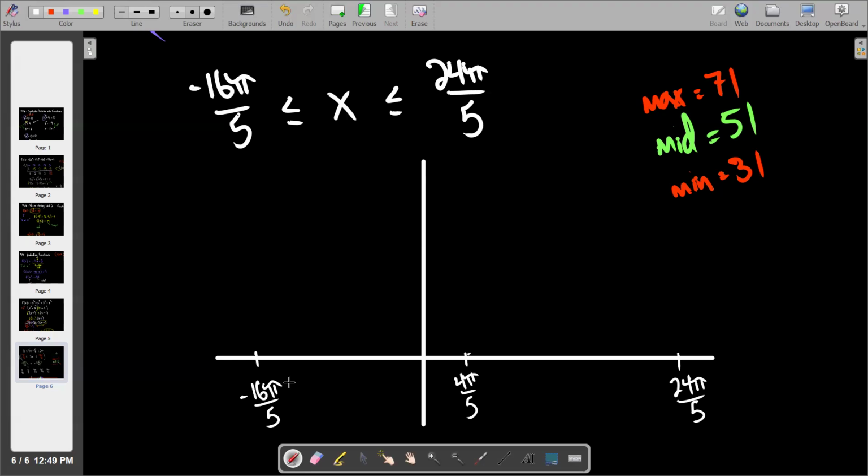What's halfway between negative 16 and 4? Yeah. And then halfway between 4 and 24? 14. Can any of these be reduced? No. Yeah, they're all over 5, and none of the tops are multiples of 5, so that's it. And so we're going to go and make our marks. We're going to mark 51 for mid. We're going to mark 71 for max, and we're going to mark 31 for min. And then we're going to draw our lines.